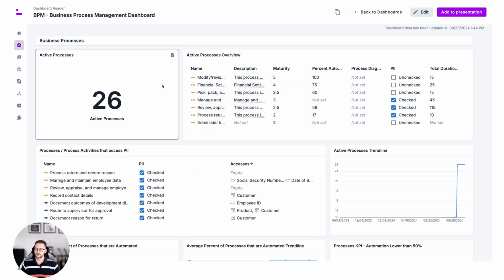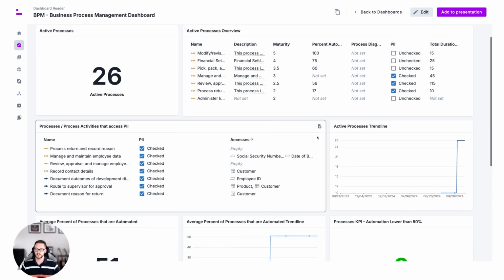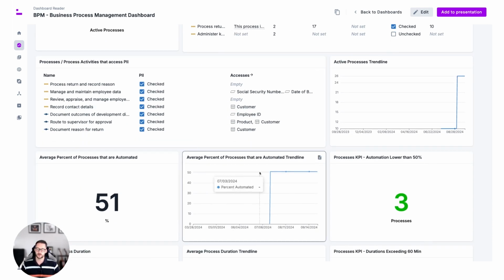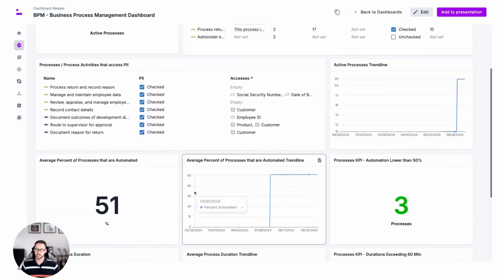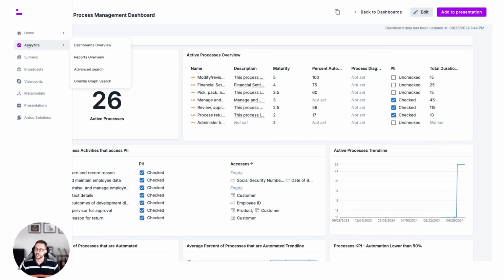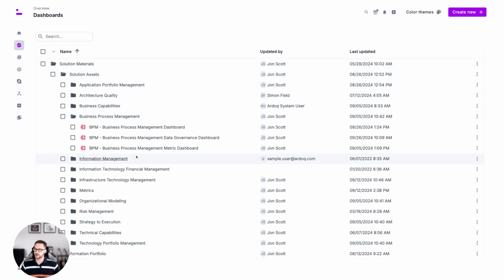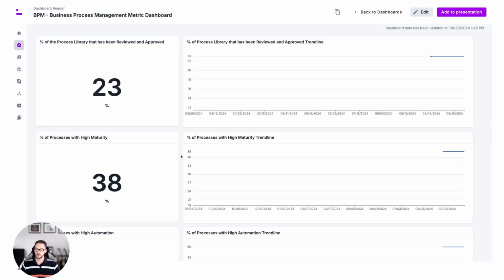Highlighting different areas, giving us counts, giving us trend lines, showing where we have PII, showing us our level of automation, duration, maturity, et cetera. Other dashboards that we can leverage around the business process management are metrics and data governance. And these really focus in on, well, obviously the data governance is on our data quality and making sure that we have the data in place. And our metric dashboard focuses in on really highlighting the value that we're getting out of business process management.